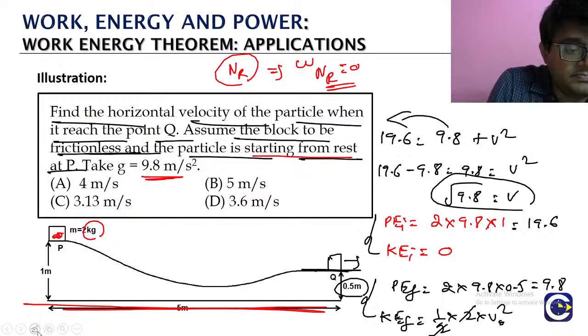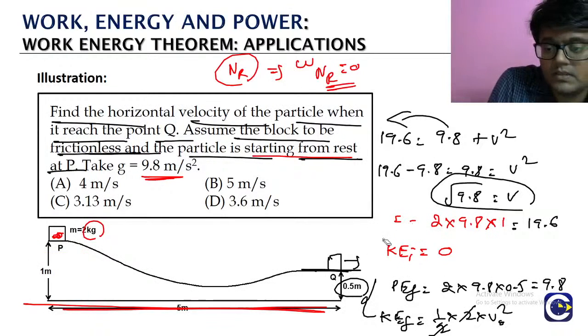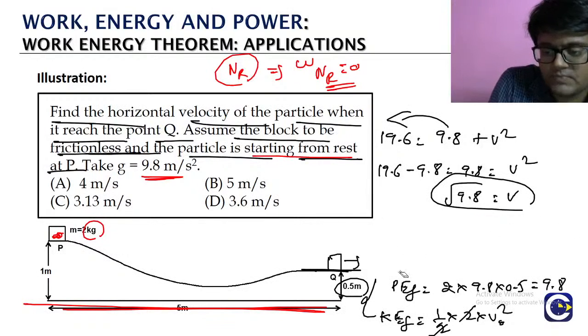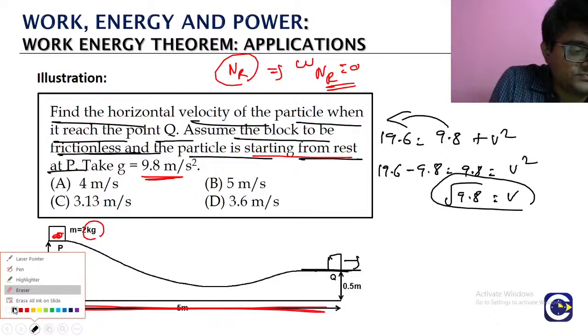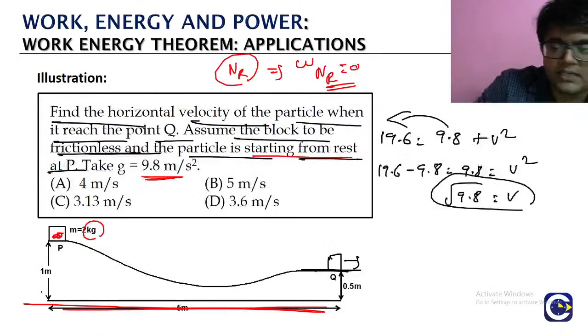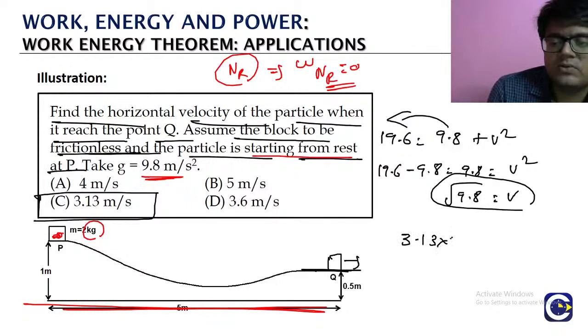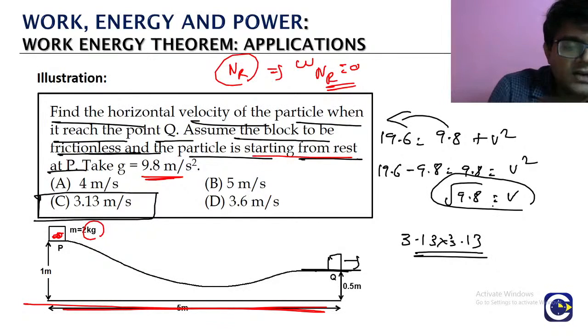What is the velocity of that particle at point Q? Root 9.8. Tell me, what is the approximate answer for this? 3.13. It will be 3.13. Check it, what is 3.13 into 3.13, right? If you check, it will be coming close to 9.7 something. So it will be almost 9.8. Because if root 9.8, it definitely is not 4, not 5, 3.6 also will not be. So by just looking, we can even generally come to the approximate conclusion that it will be 3.13.